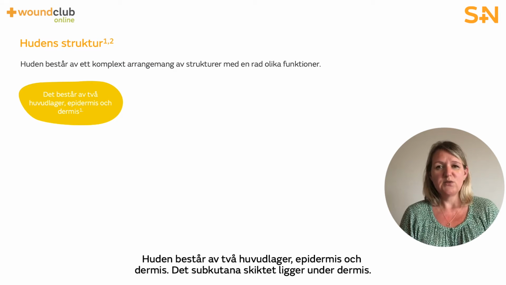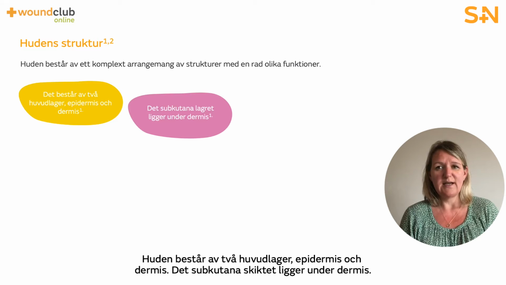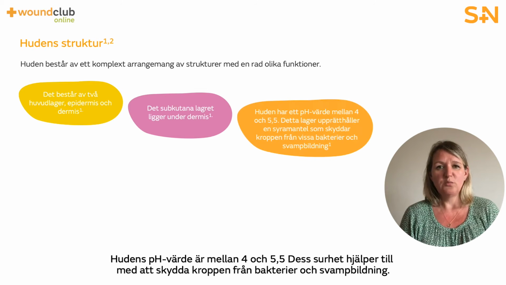The skin is composed of two main layers, the epidermis and the dermis. Beneath the dermis is the third layer, called the hypodermis or subcutaneous layer. The normal pH of the skin is between 4 and 5.5. Being acidic in nature assists with protecting the body from certain bacteria and fungi.